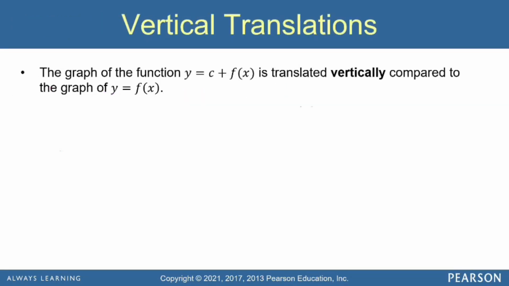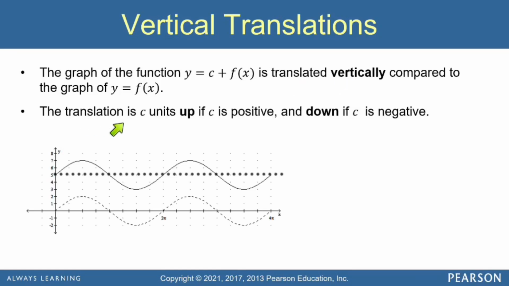Now we're ready to talk about vertical translations of the graphs of sine and cosine. So let's start by just thinking about a generic function like f of x. If you know what the graph of f of x looks like, then c plus f of x will have the same shape, but it will be translated vertically compared to the original graph of f of x. The translation will be c units up if c is positive, or c units down if c is negative. And here you can see a graph that's been translated vertically. So compared to the original graph, everything's moved up.